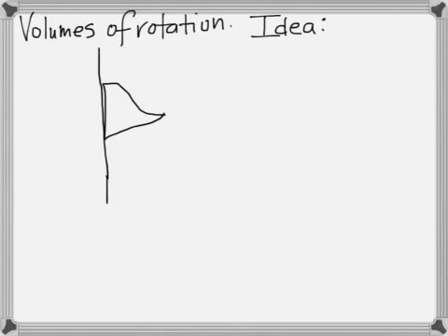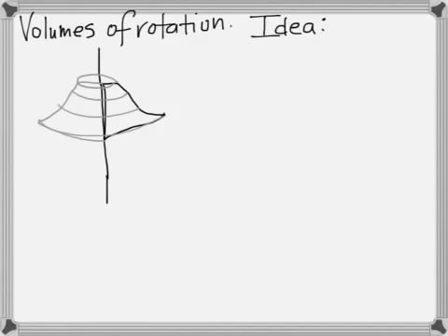But the idea is, you've got some region. I've drawn this odd-shaped looking region here. It looks something like a flag when I put it. And then we have this axis of rotation. We're going to rotate in space this region around the axis, forming a solid.